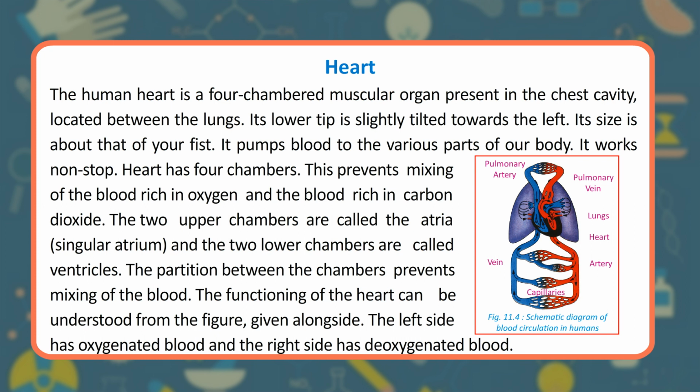The heart has 4 chambers. This prevents mixing of the blood rich in oxygen and the blood rich in carbon dioxide. The 2 upper chambers are called the atria, singular atrium, and the 2 lower chambers are called ventricles. The partition between the chambers prevents mixing of the blood. The functioning of the heart can be understood from the figure given alongside. The left side has oxygenated blood and the right side has deoxygenated blood. Pulmonary artery, pulmonary vein, lungs, heart, vein, artery, capillaries.